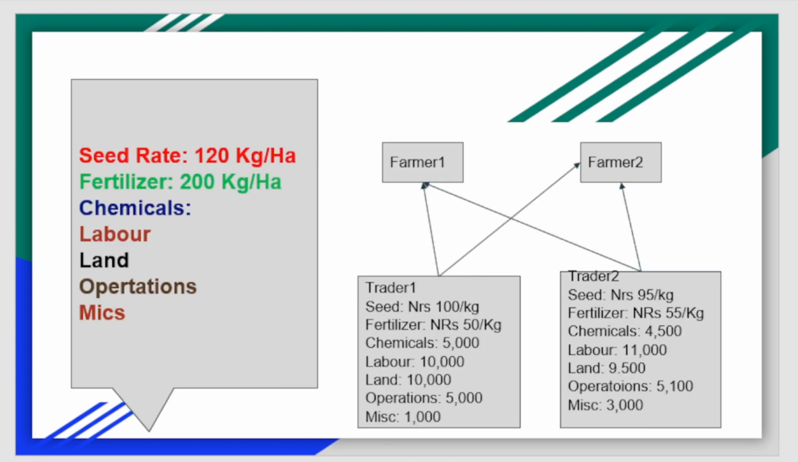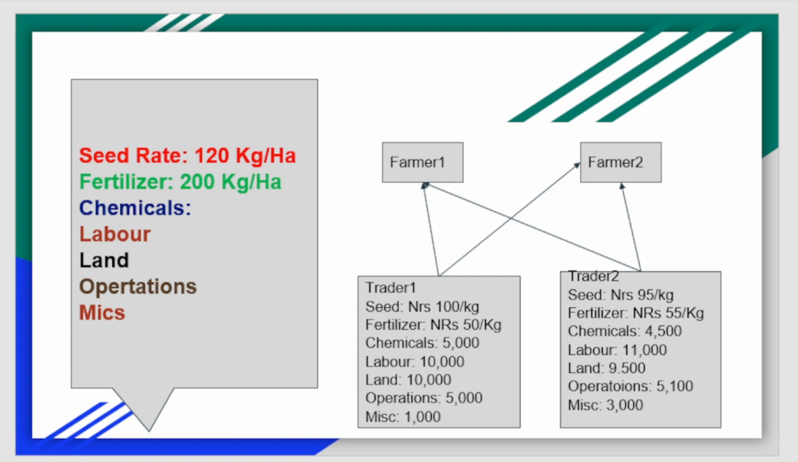Here are a few parameters you have to know before going to the programming. We have two farmers, and farmers can purchase their inputs from either trader 1 or trader 2, but they cannot purchase one input from one trader and another from a different trader. So you have two choices, trader 1 and trader 2, but you have to purchase all the inputs from the same trader.